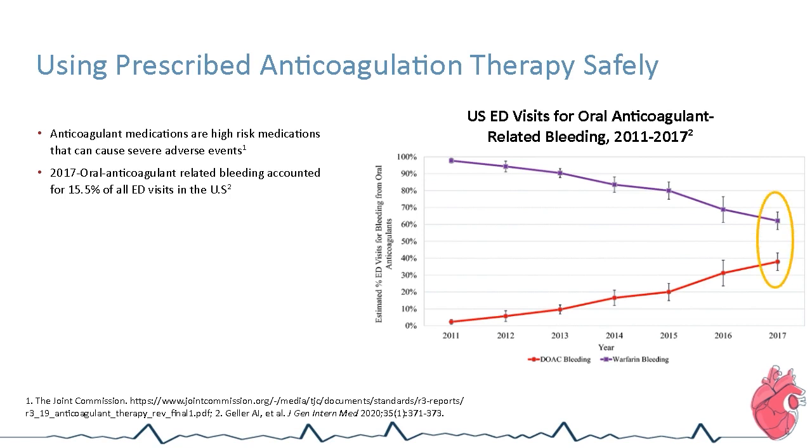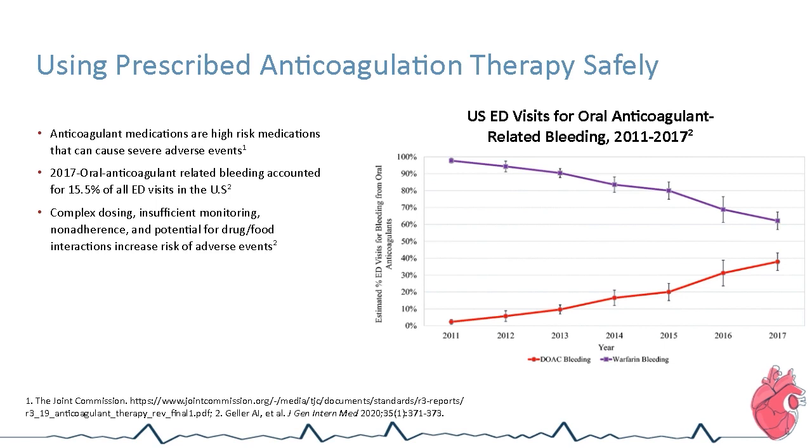DOACs accounted for 37.9% of the visits for bleeding, and warfarin accounted for over 60%. You can see the trends of bleeding events for each drug match the change in prescribing patterns. Warfarin prescription has declined, while DOAC prescriptions have increased over the years. Although not all bleeding events are avoidable, factors such as complex dosing, non-adherence, and potential for drug or food interactions increase the risk of adverse events with anticoagulants.